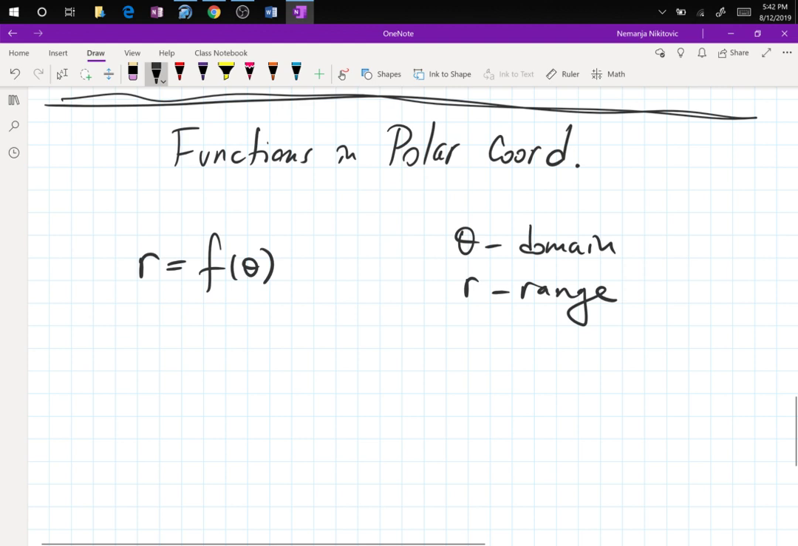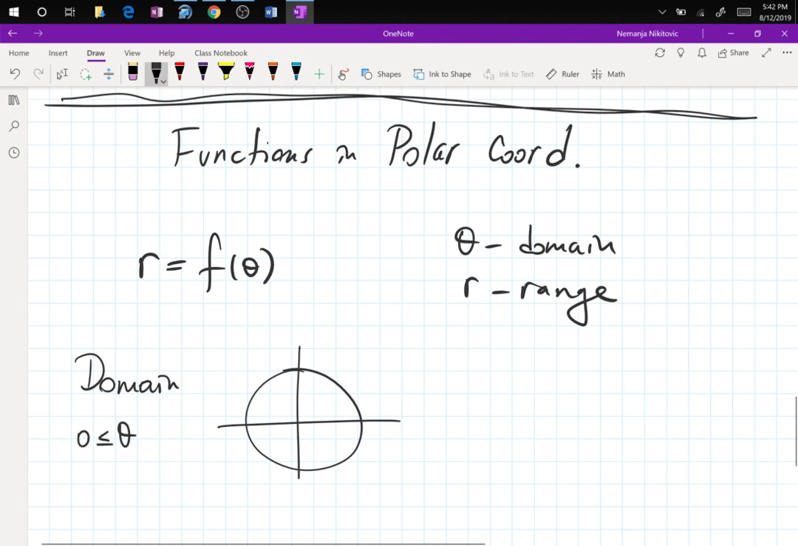I want you to think of a domain as slices of pizza. Here's the domain where theta is between 0 and pi over 4. You cut the pizza right there, and that's the domain.